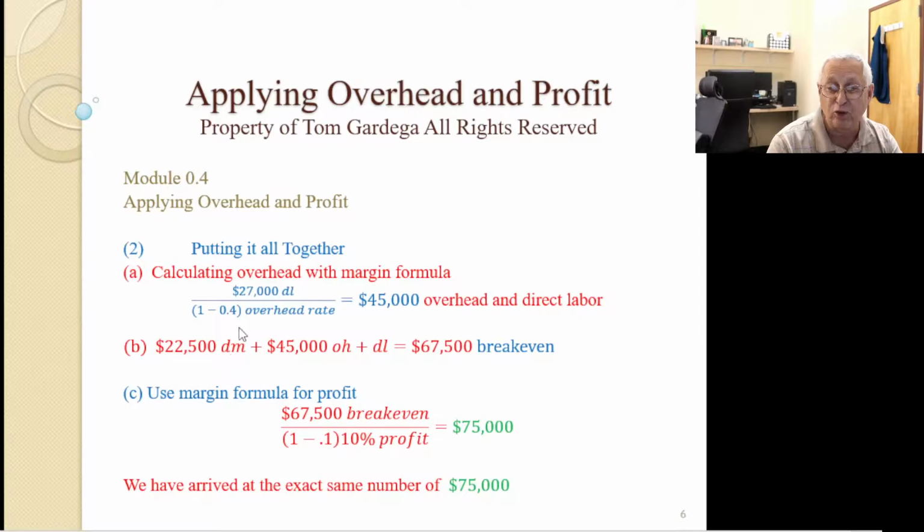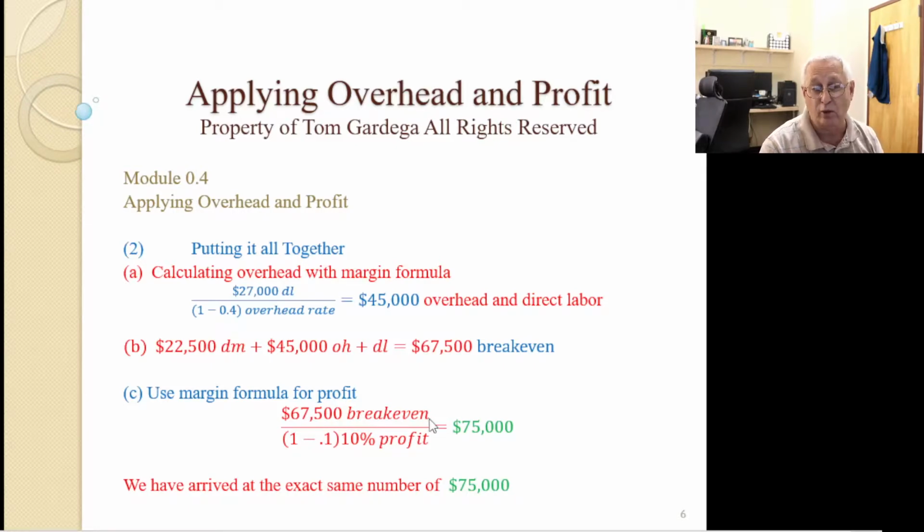$22,500 direct material plus $45,000 overhead plus direct labor equals $67,500, our break-even point.